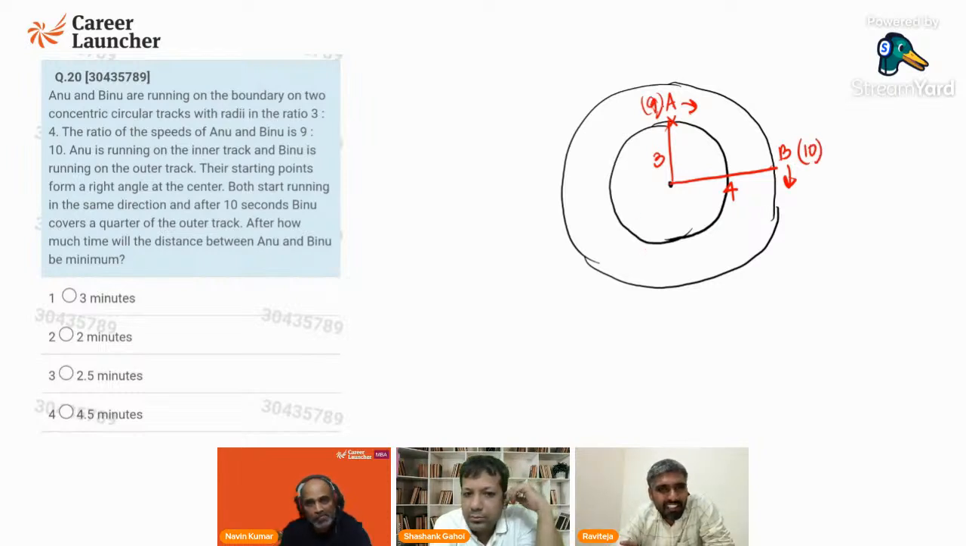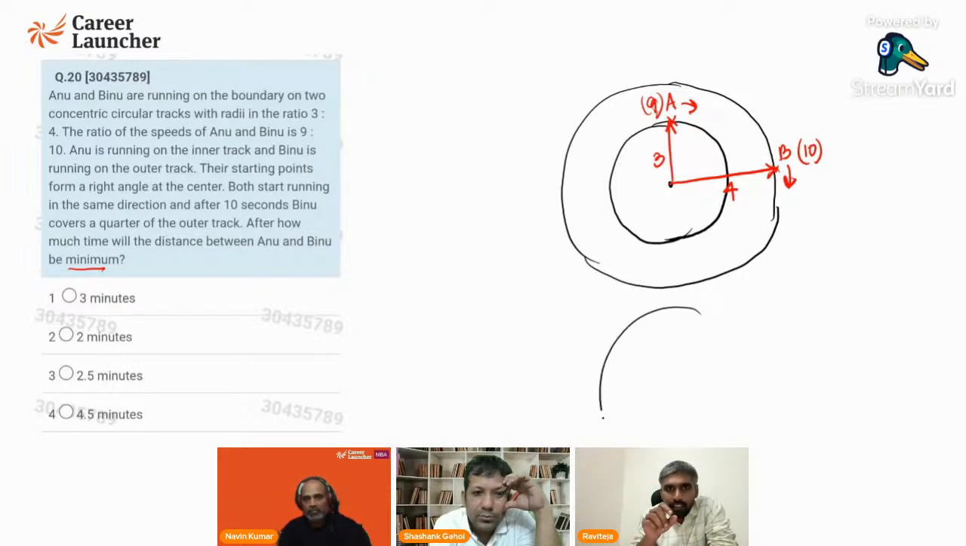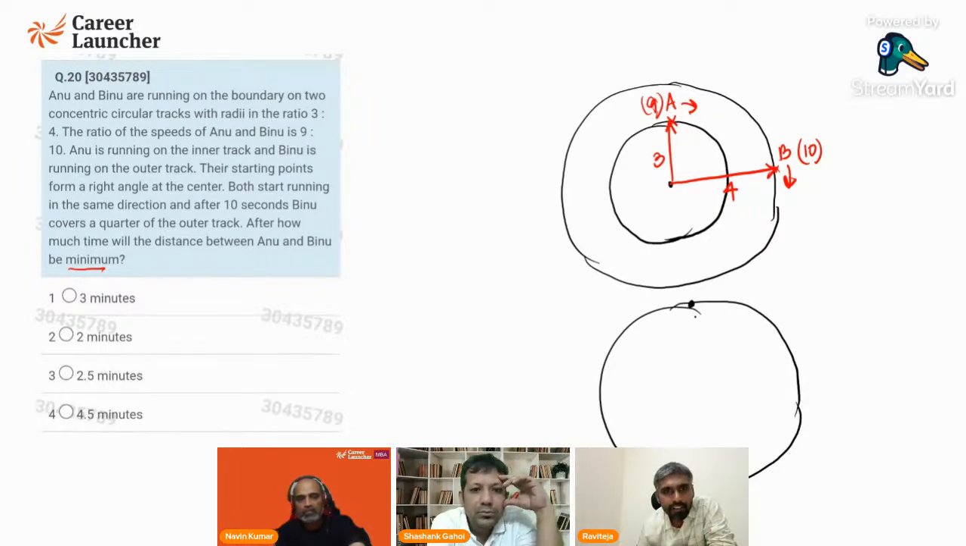And the question is asking us, whatever the condition is, when is the distance between them minimum? The distance between them will be minimum when they are at the same angle. I mean, the angle between them is 0 degrees, right? So if I were to superimpose the smaller circle onto the bigger circle, if I have to take 9 and 3 and superimpose that into the larger circle of radius 4, then the speed of Anu will become 12.